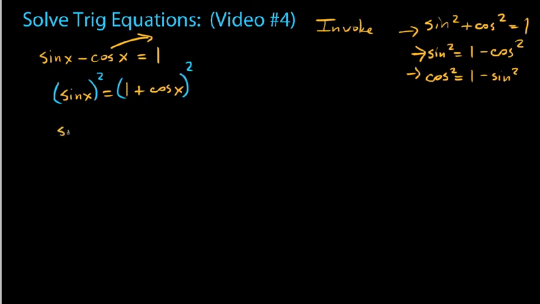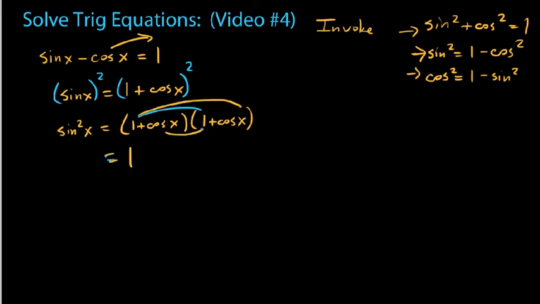So on the left here we get sine squared of x, and that's where our trig substitution with our Pythagorean is going to come into play. But the right side, keep in mind that squared means times itself. So we have to take 1 plus cosine times 1 plus cosine. So let's go ahead and FOIL out the right hand side here. We get 1 plus cosine x, so plus 2 of these cosines of x, and then plus cosine squared of x. So now this is all equal to sine squared of x.